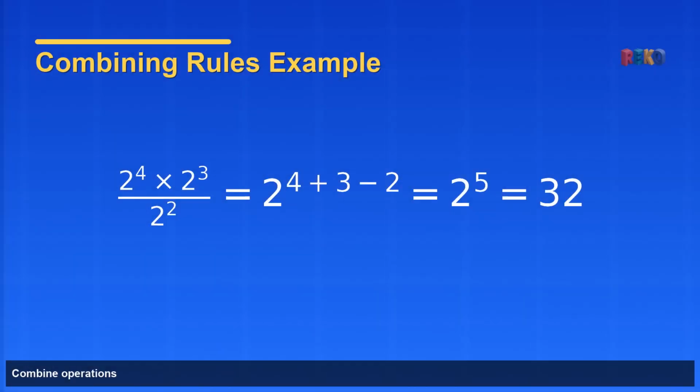Here we combine multiplication and division laws. Add the powers on top, subtract those on the bottom to get 2 to the 5th, which equals 32.